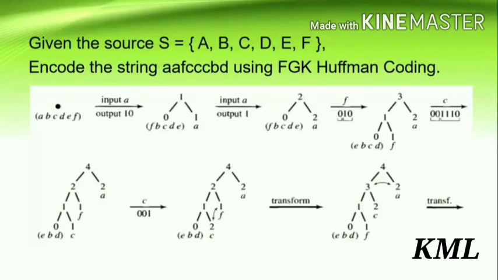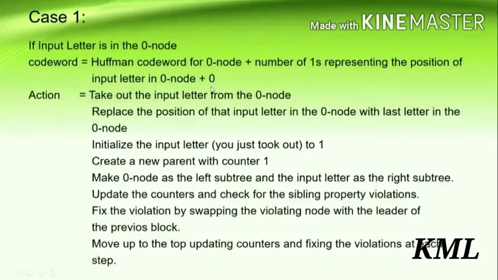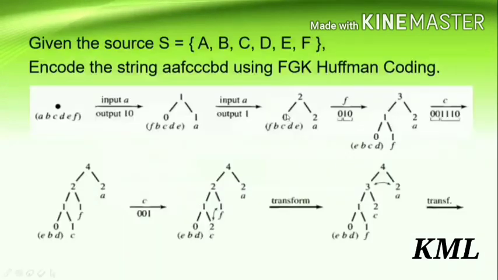Then what we do? We write the number of ones representing the position of f in the 0 node. So what is the position of f here? We start the positioning from 1. Okay, so the position is 1, so we write position-number of ones. So we write 1 1. Okay, and this is the default 0. See here, this is the default 0. Okay, so in this way you write the code word. So we have the code word.